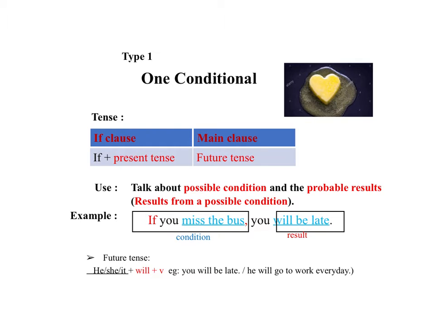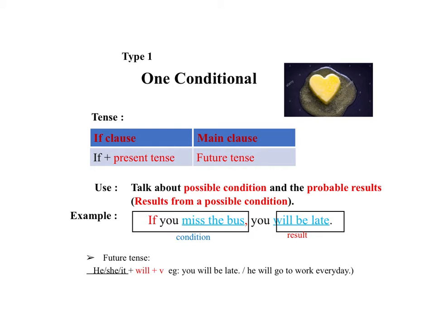So first, what makes a type 1 conditional? Well, you have the if clause and the main clause, remember? The if clause uses the if and the present tense, and your main clause uses the future tense. So remember, if you miss the bus is present tense, you will be late is future tense. And we're using it to talk about possible or probable conditions.